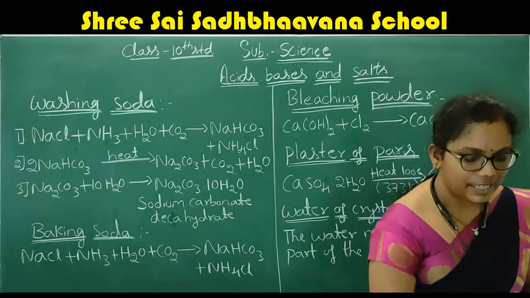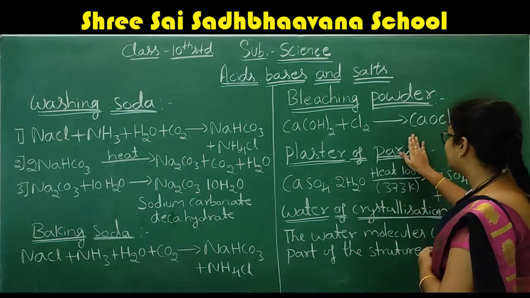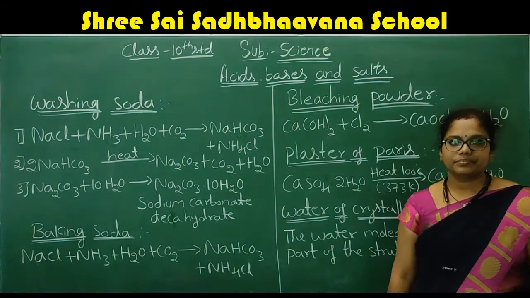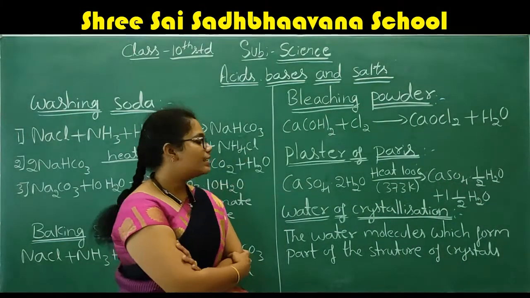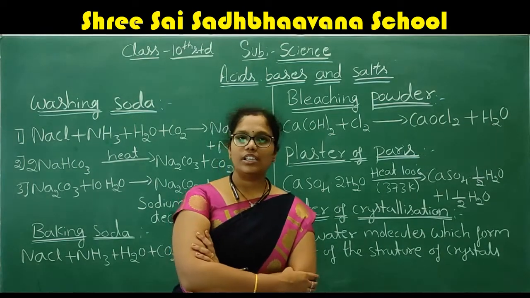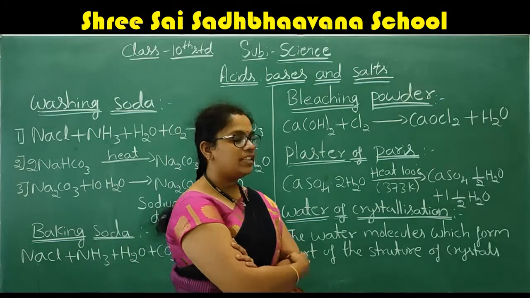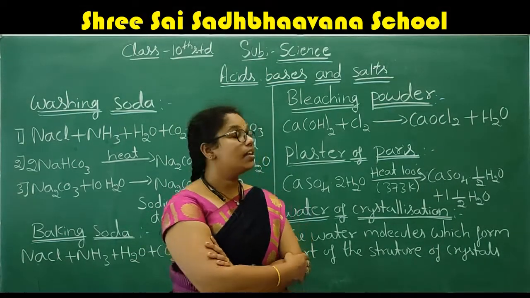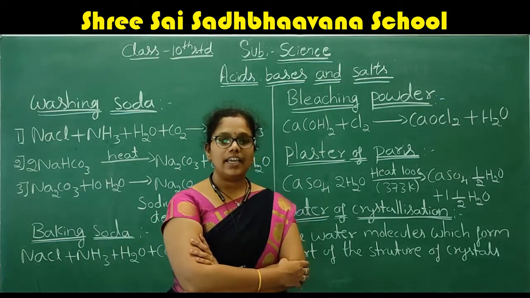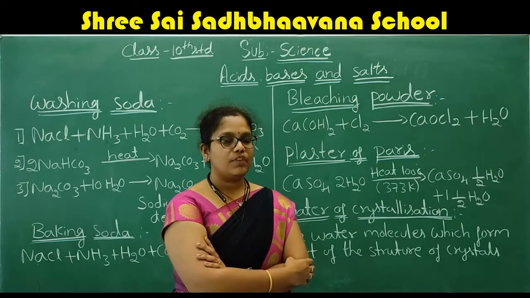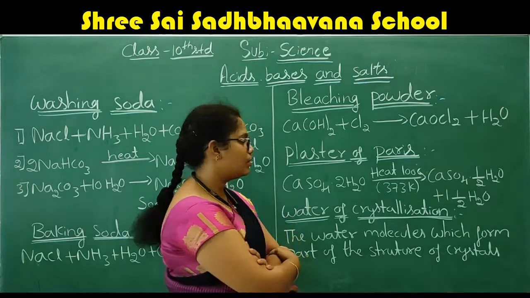After discussing baking soda, now we are going to discuss the next important salt, that is bleaching powder. This is also one of the important salts. What is the formula of this salt? The formula is calcium oxychloride, CaOCl2. The formula is CaOCl2. And what is the name of that one?